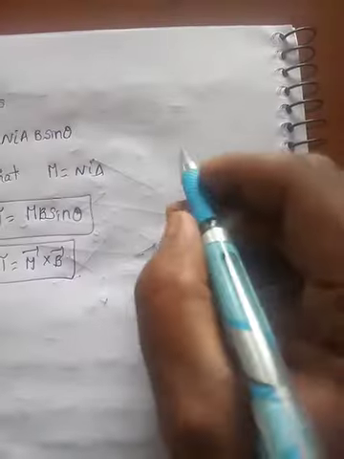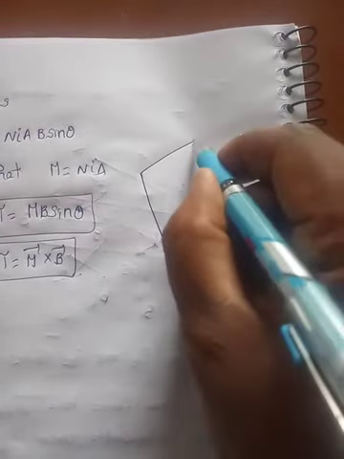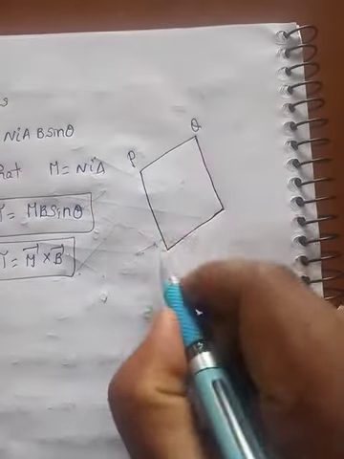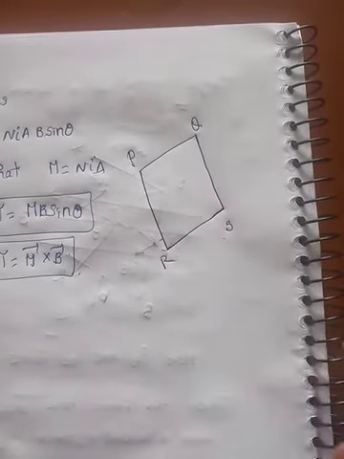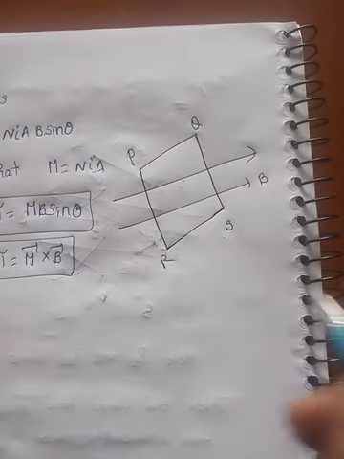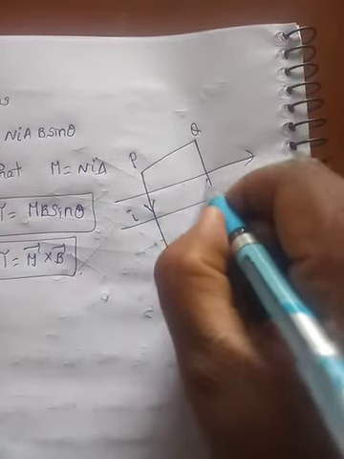So I will explain once again. See, we have taken a rectangular loop. What is the name of the rectangular loop? PQRS. We applied some magnetic field, that is B. Now here it is carrying some current I.